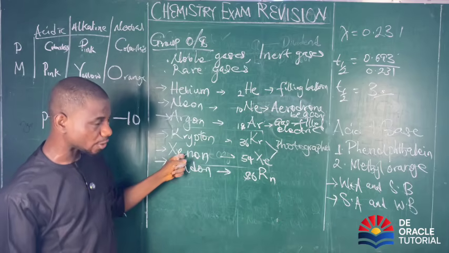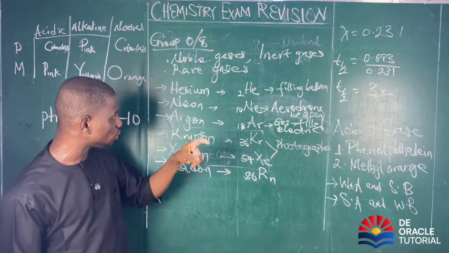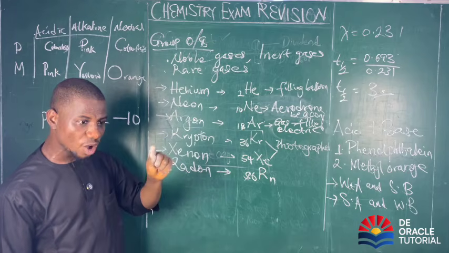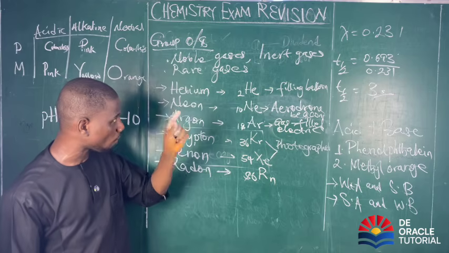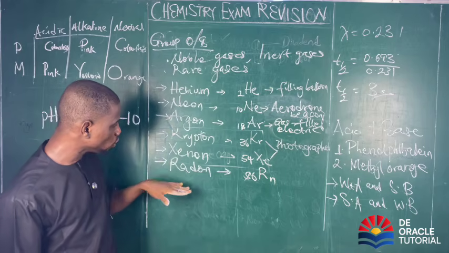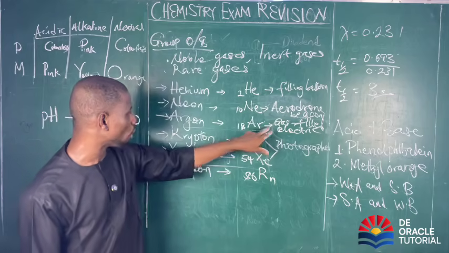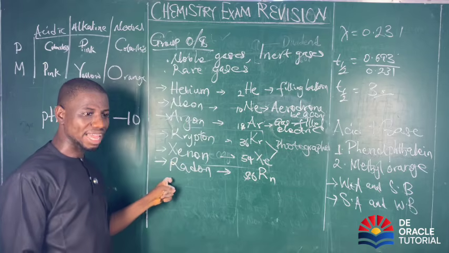The noble gas used in photographers' flash tubes is what? Krypton and xenon. The one used in aerodrome beacon is what? Neon. The one used in filling of balloons because of its light weight and non-combustion is what? Helium. The one used in gas-filled electric bulbs is what? Argon. We have the last one there, which is what?